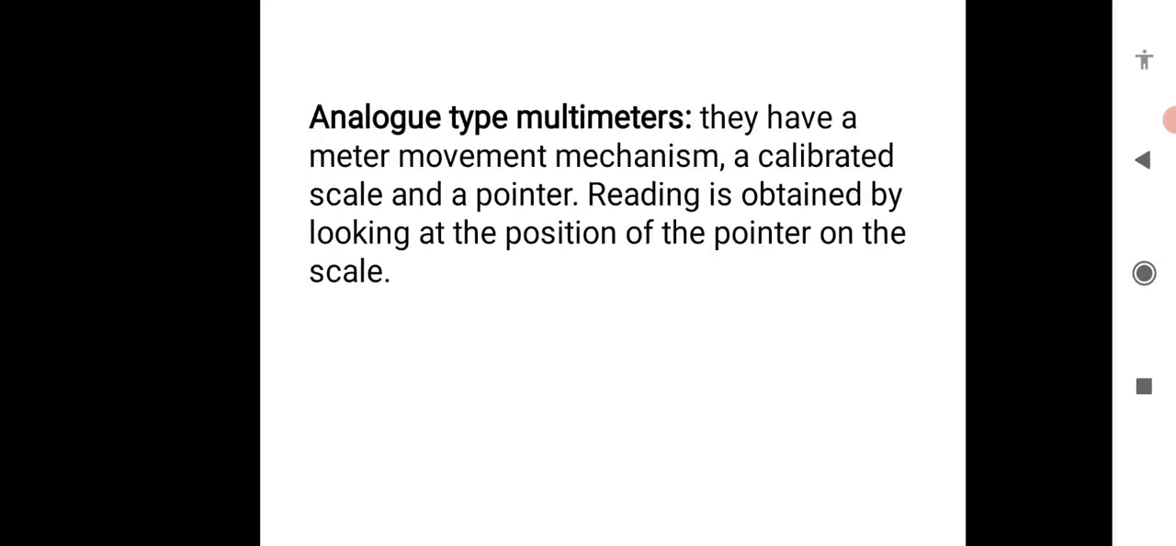And types of multimeter, there are two types. One is analog multimeter and the other is digital multimeter. In analog there are two types: selector switch type and multi-plug type. In digital there are selector switch type, auto ranging, and LCD display. See, the analog type multimeters have a meter movement mechanism, and it has a scale and pointer. The reading is obtained by looking at the position of the pointer on the scale.